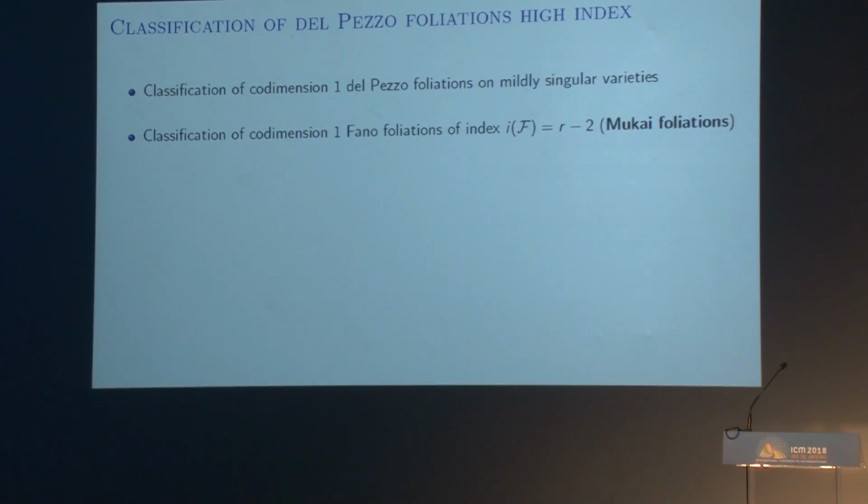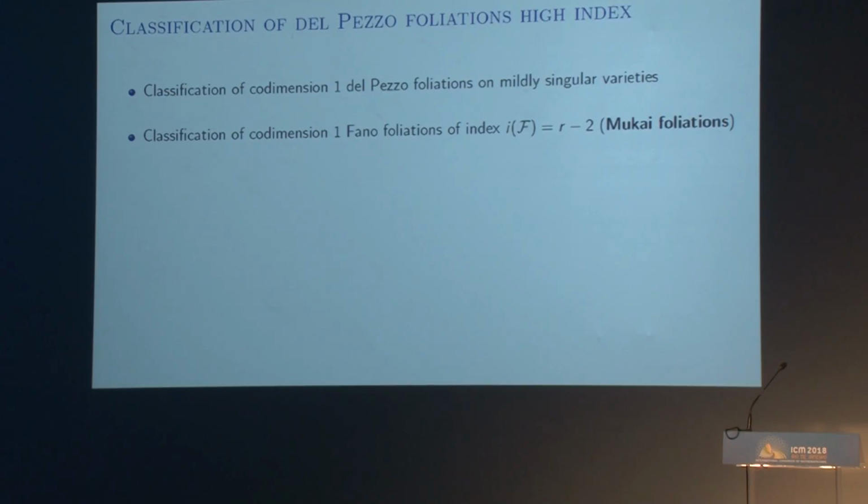Then we looked at the next case, foliations with index r minus 2. Again, in analogy with the case of Fano manifolds, we call these Mukai foliations. And again, we obtain a classification, but now there are many more examples.